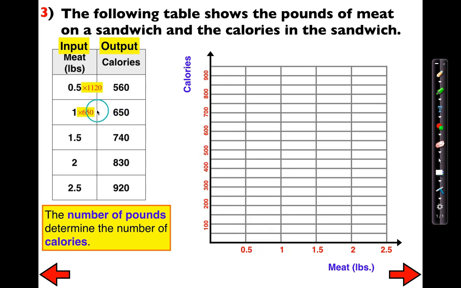So now that I have that, I can go ahead and graph. So for half a pound of meat, it's 580 calories, which is around maybe right here. For 1 pound of meat, it's going to be 650, so that's going to be exactly right there. For 1.5 pounds, it's going to be 740, so that's going to be 750, so it's just going to be slightly below, and so on.